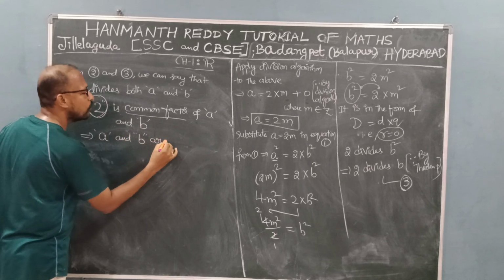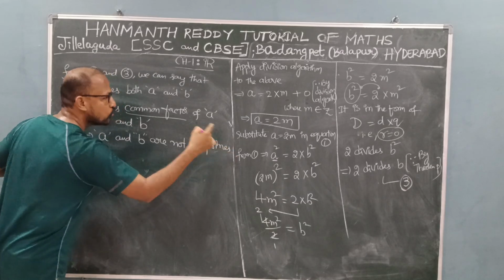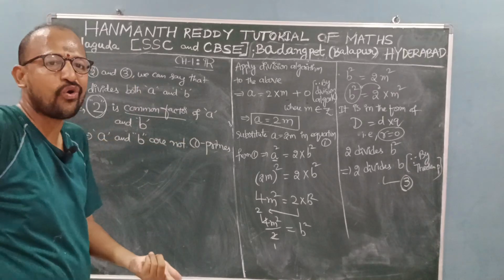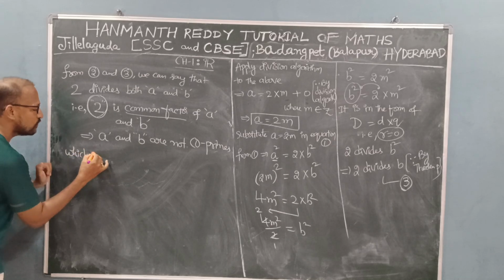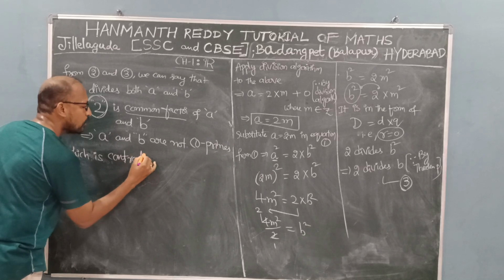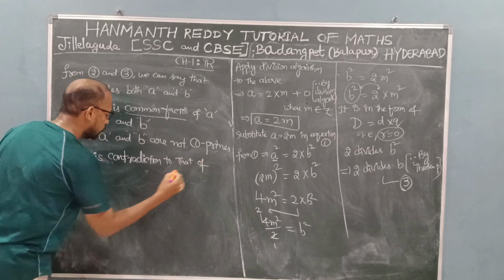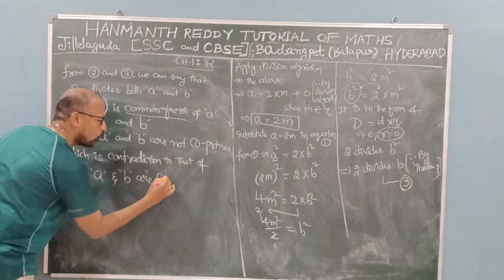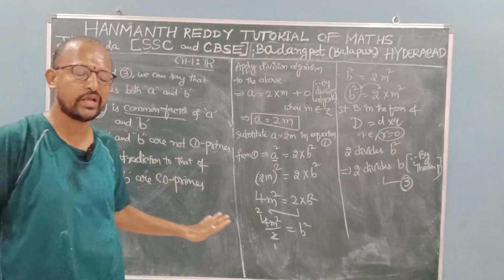A and B are not co-primes, which is a contradiction to that co-prime. Which is contradiction to that of A and B are co-primes. So I strongly obey with this statement.